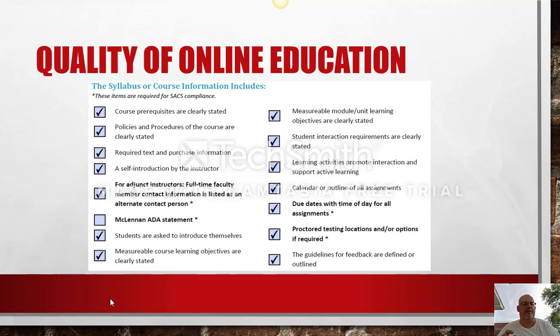Students asked to introduce themselves, did that. Measurable course learning objectives are clearly stated, yes. Measurable module and unit learning. Student interaction requirements clearly stated.